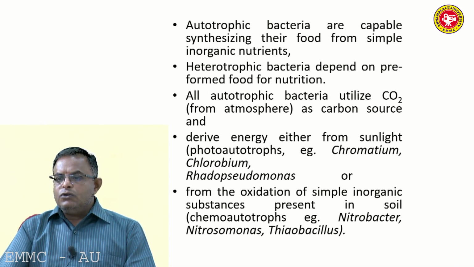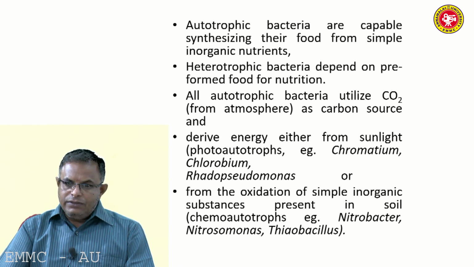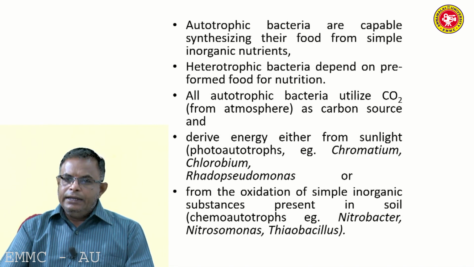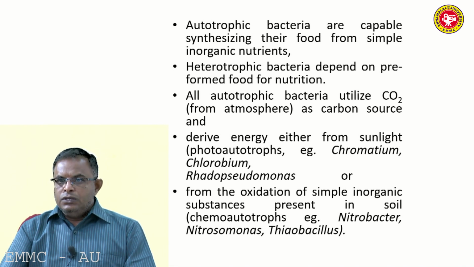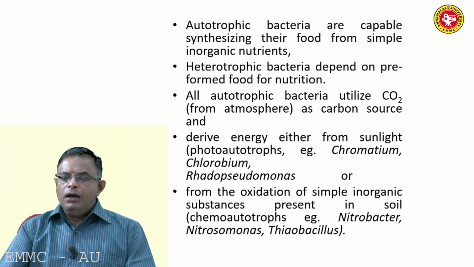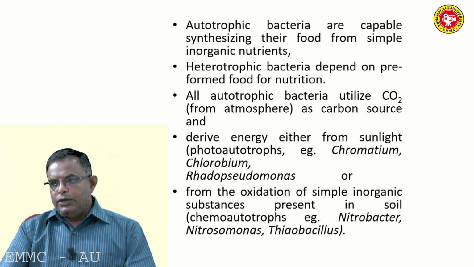So, all autotrophic bacteria utilize carbon dioxide, which is absorbed from the atmosphere as a carbon source, and derive the energy from sunlight, okay, and are involved in photosynthesis and produce organic compounds. The examples for photosynthetic organisms are Chromatium, Chlorobium and Rhabdopseudomonas. Others obtain the nutrients from oxidation of simple inorganic substances which are present in the soil. They are called chemoautotrophs, for example Nitrobacter, Nitrosomonas and Thiobacillus.